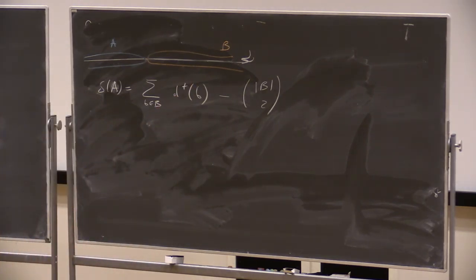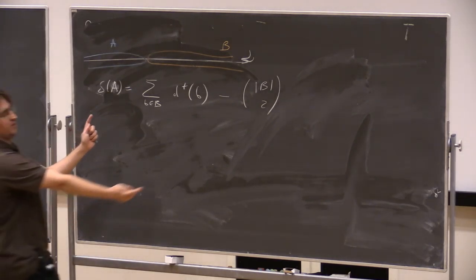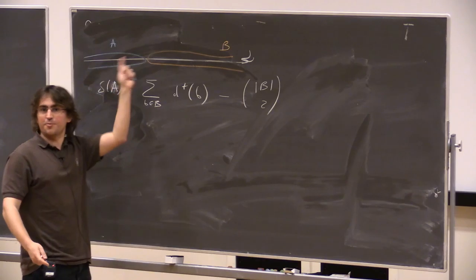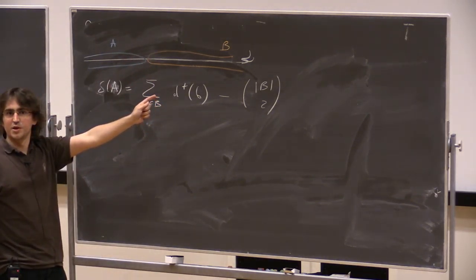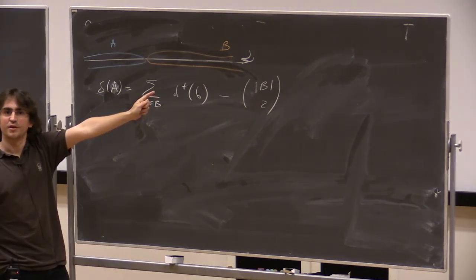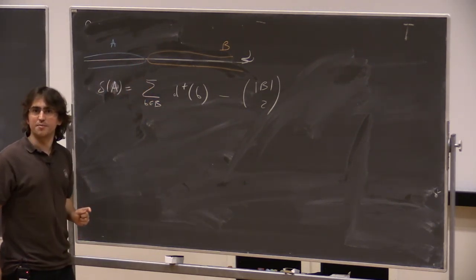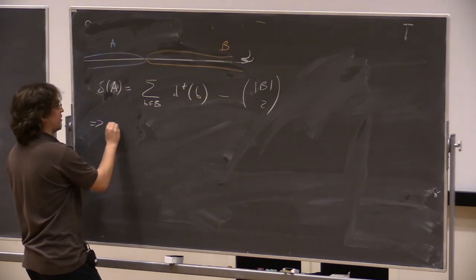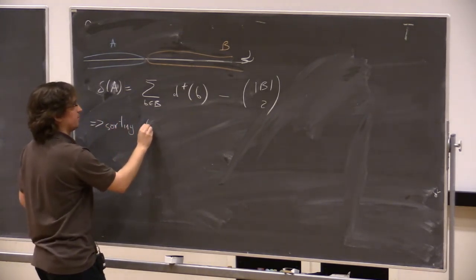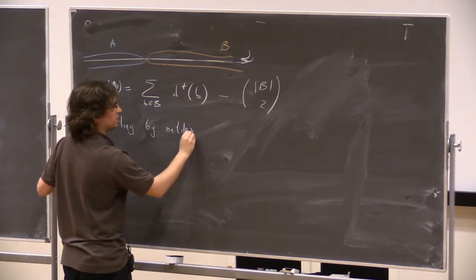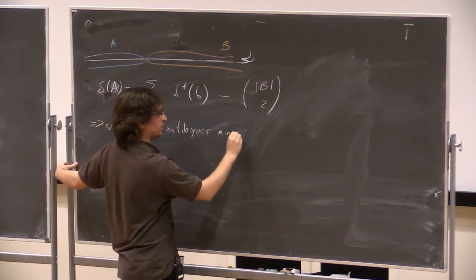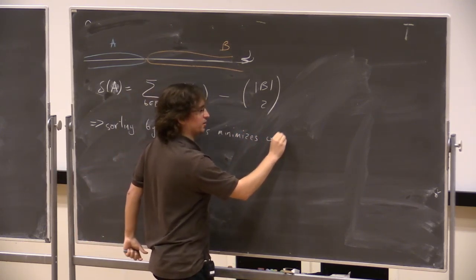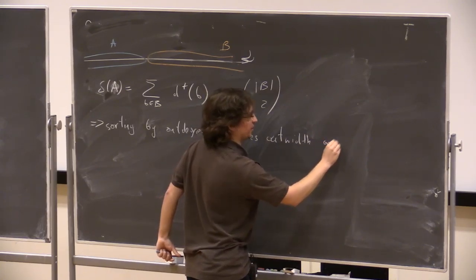So now the argument is that if I sort the vertices by out-degrees, pushing the lowest out-degrees furthest, then I simultaneously minimize this value for all the prefix-suffix cuts. So if I sort the vertices by out-degrees, then I simultaneously minimize all the cuts, so this has the best possible width. So this implies that sorting by out-degrees minimizes cutwidth on tournaments.